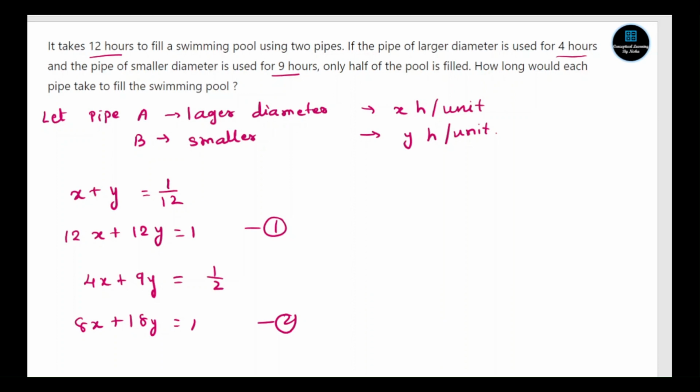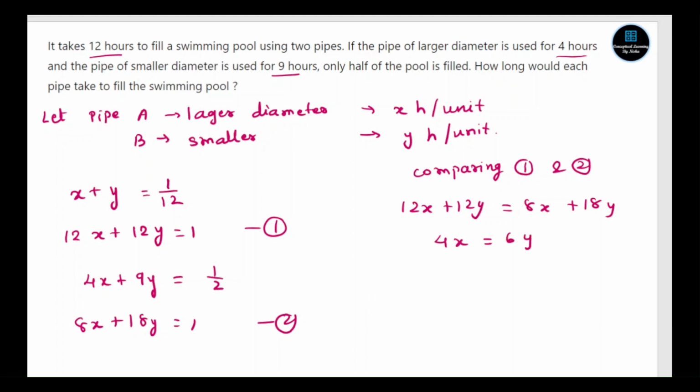Now I have these two equations, and comparing 1 and 2, what do we get? 12x plus 12y equals 8x plus 18y, because both are 1. So I'll get 4x equals 6y, or if I divide both sides by 2, I'll get 2x equals 3y, right? Now if I substitute this value in any of the equations, I can find the value of y. So I am putting this in equation 2.